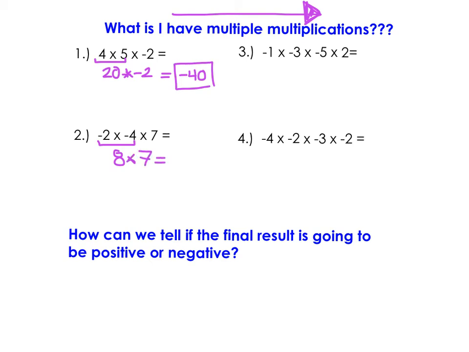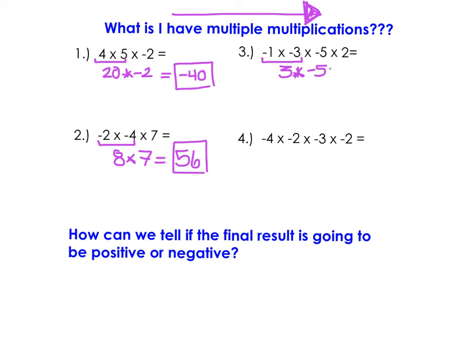Then 8 times 7, so we have 8 groups of 7. So this one might be a helpful one to draw out if you struggle with multiplication. 8 times 7, if you draw out the 8 groups of 7, you will eventually find that 8 times 7 results in a 56. Then from here, if we move on to this next one, so here we have from left to right, negative 1 times negative 3. Negative times a negative is a positive, and 1 times 3 is 3.